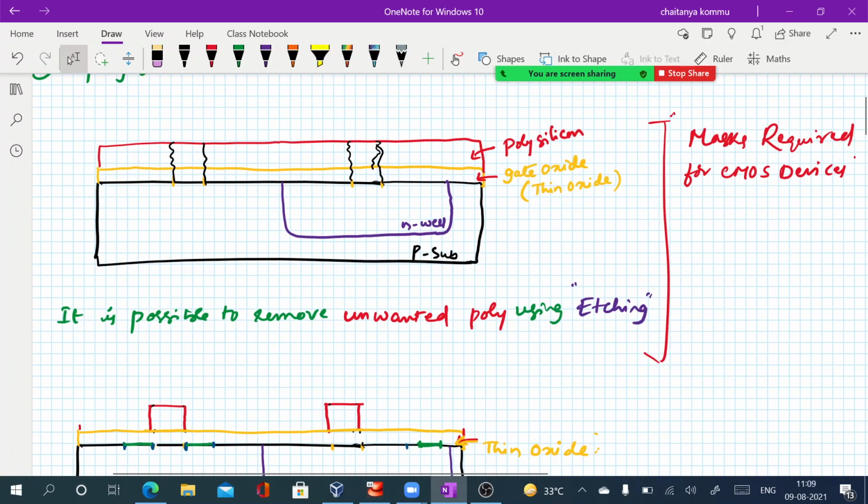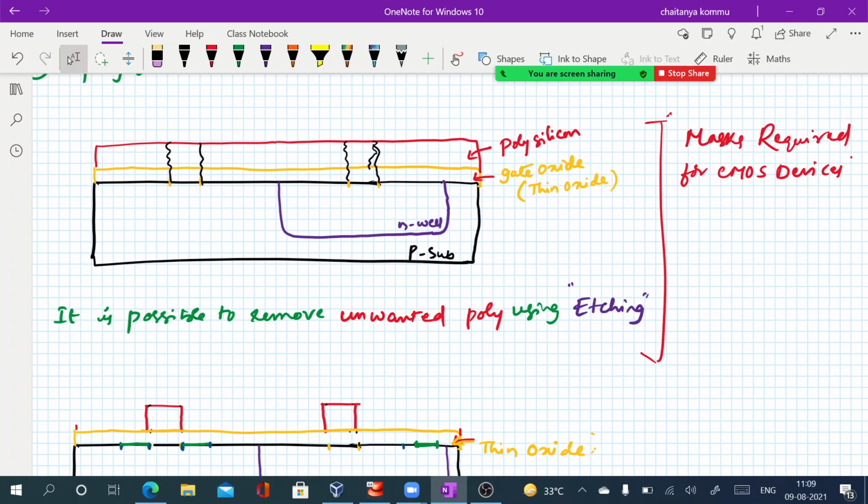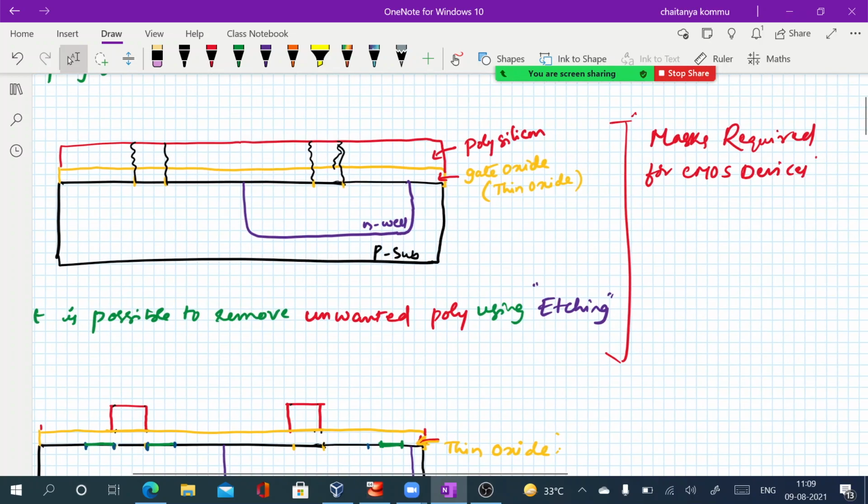So in this annual process, how many masks have we used? That's what we look at now. Knowingly or unknowingly, we have mentioned the masks at different places. Wherever the photolithography process is there, we had defined the mask, right? So now let us consider one by one where exactly we have used the masks. The first mask is mask number 1, for example. So where is mask 1 used?